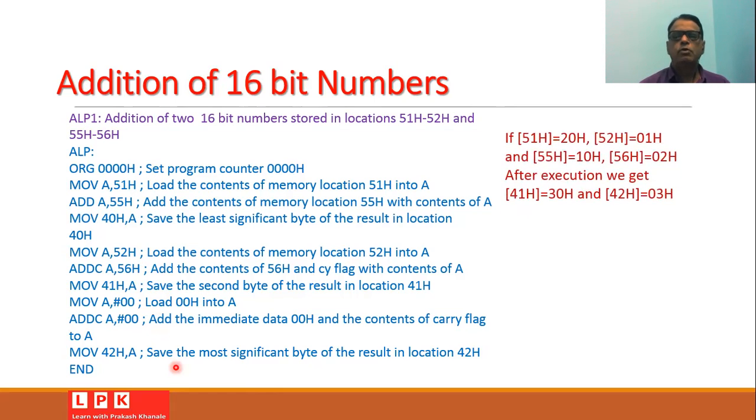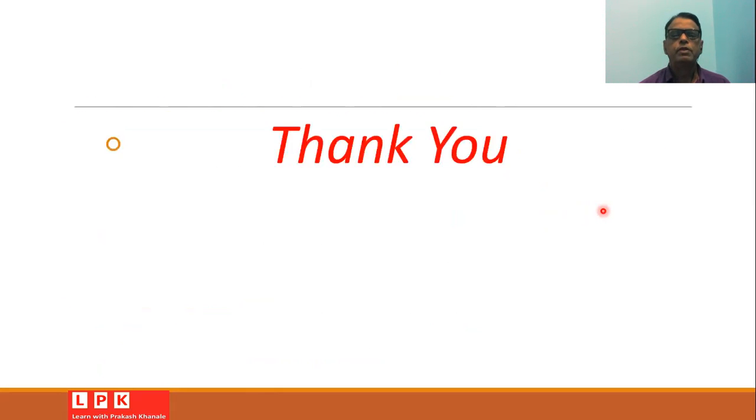So when you type this program by using any 8051 assembler or any 8051 simulator, and when you execute it, you will find the following. With 51H equal to 70, 52H equal to 01, 55H equal to 10, and 56H equal to 02, after the execution you will get the result: 41H is equal to 30, and 42H is equal to 03.